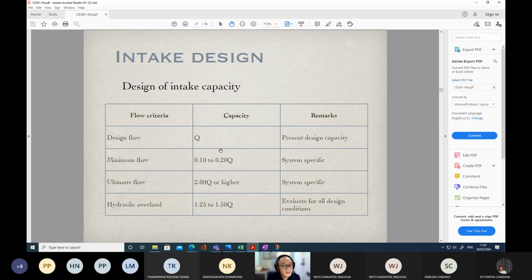Sometimes if the flow is greater than 1.25 or 1.5, in this case, we normally consider it a hydraulic overload. Hydraulic overload means too much water is used. Sometimes we call it overload, but this one is just the amount of water used is higher than normal. That is why we call it hydraulic overload. So sometimes you may have heard about this term.